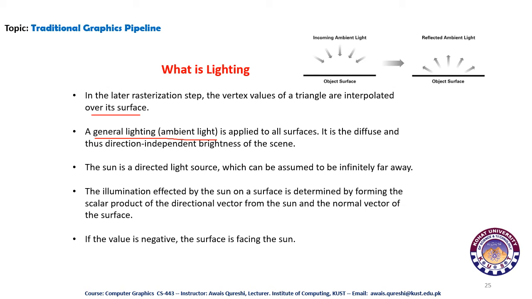The sun is a directed light source which can be assumed to be infinitely far away, and the illumination affected by the sun on a surface is determined by forming the scalar product of the directional vector from the sun and the normal vector of the surface. So these individual light rays form different vectors when they hit the surface. So as a result, the light is reflected back. If the value is negative, the surface is facing the sun.